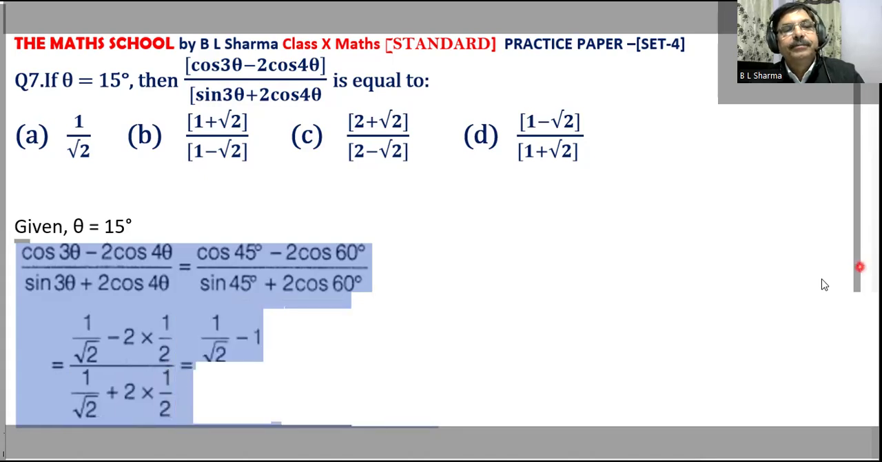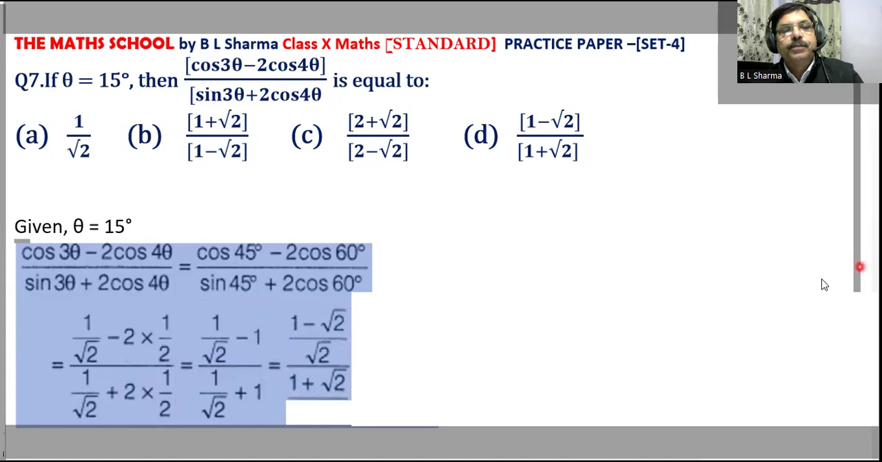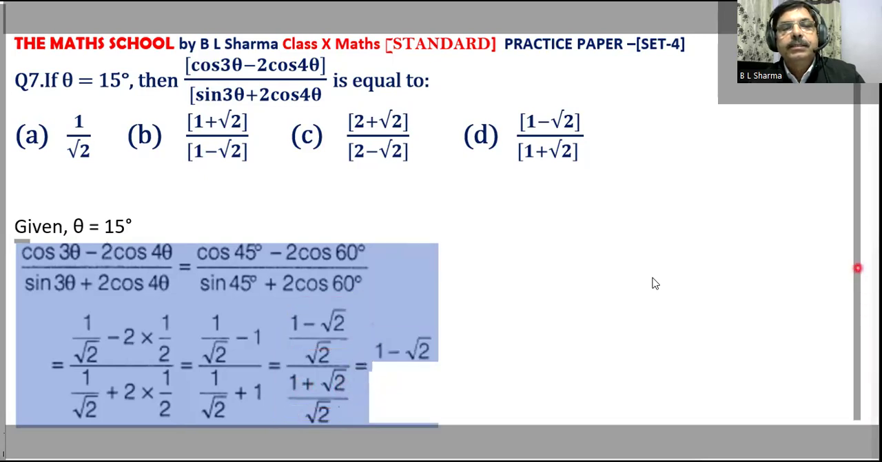Can you simplify? Take LCM, square root of root 2. Denominator also take square root of root 2. Now this root 2 and root 2 cancel out. What is left? 1 upon root 2 minus 1 plus root 2, that is left. So answer is 1 minus root 2 upon 1 plus root 2. I think D is the correct option. That's all for this question.